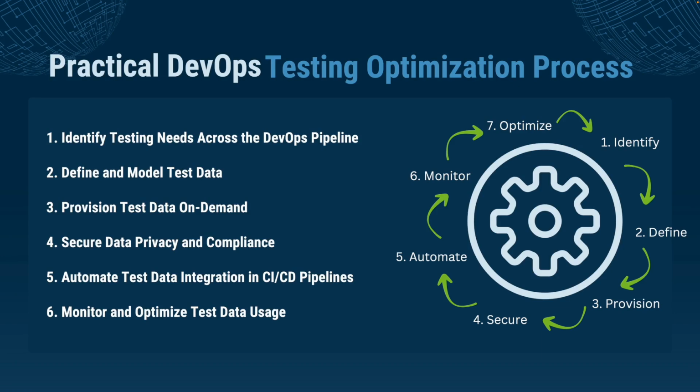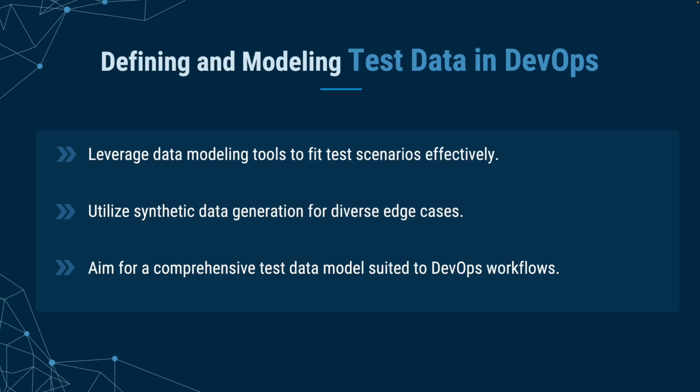Secure data privacy and compliance. Again, PII, make sure you're not only within your business, but legally doing the right thing. Automate test data integrations and CI/CD pipelines, using things like APIs to automate things. And then, of course, monitor. Again, something a lot of people miss, but you can't really optimize if you're not monitoring. How do you know what you're fixing?